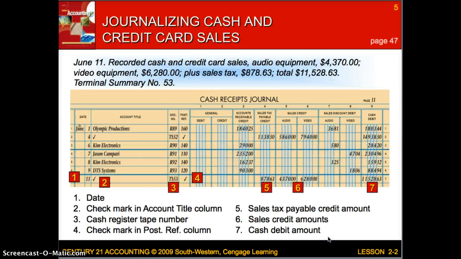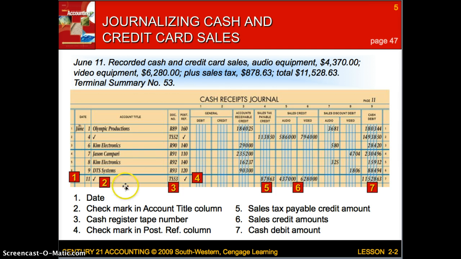Journalizing cash and credit card sales. On June 11th, recorded cash and credit card sales for audio equipment $43.70 even, video equipment $62.80 even, plus sales tax $878.63 for a total of $11,528.63. Terminal summary number 53. So we'll write our date. We'll do a check mark for the register tape. Our check mark in our account title. That's what we do for cash and credit card sales.